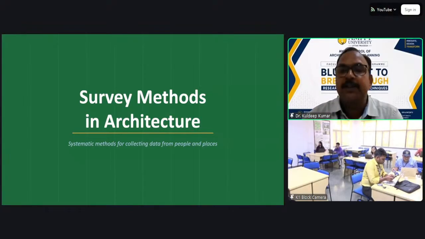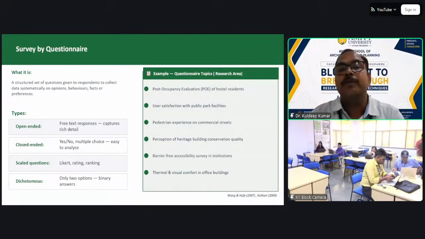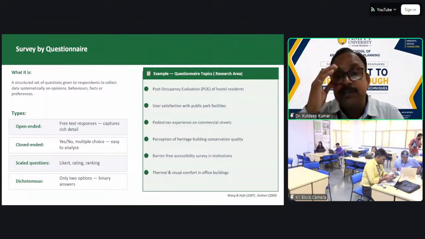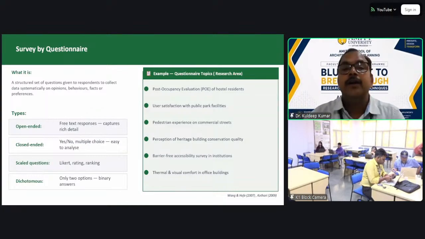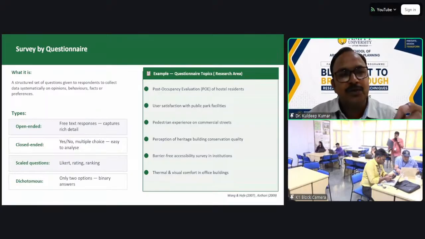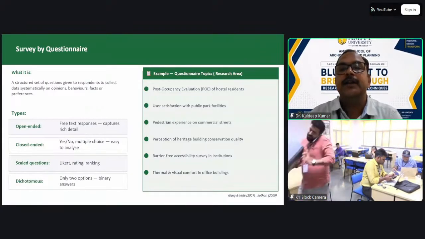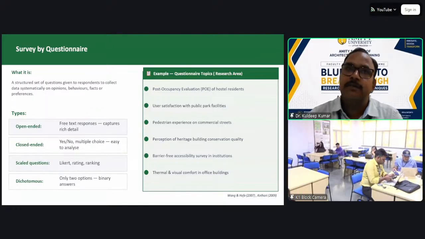Especially in the architecture domain, surveys are not just about questionnaires. They incorporate a wide range of fieldwork and similar approaches. So let us start with the most common method used in surveys, the questionnaire survey. As we all know, a questionnaire survey is a structured set of written questions given to respondents to collect data systematically. It can be administered in person, by mail, by phone, or online.